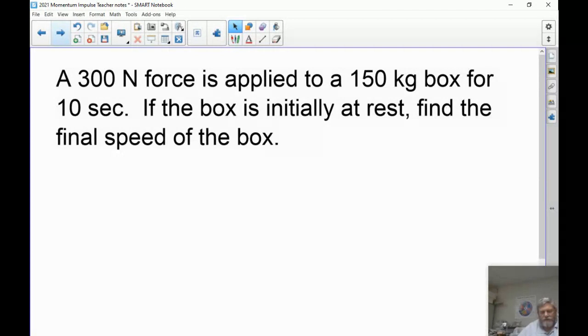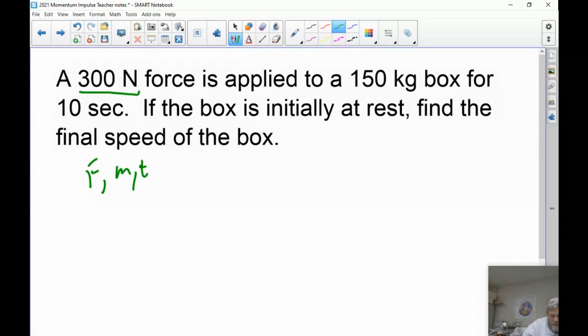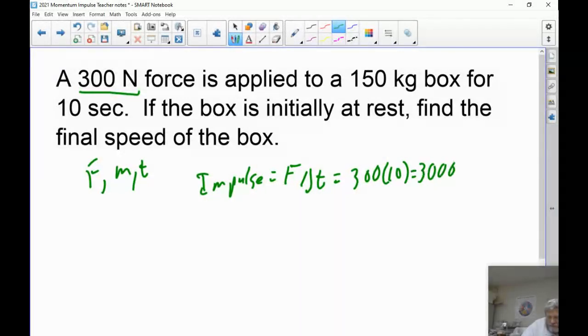All right, and then the last one we can do here: a 300 newton force is applied to a 150 kilogram box for 10 seconds. If the box is initially at rest, find the final speed of the box. So we're working on this a little bit backwards, right? We're given a force, we're given a mass, and we're given a time. So we're going to find out the impulse first. So the impulse is force times time, or it's going to be 300 times 10, or 3,000 kilogram meters per second.